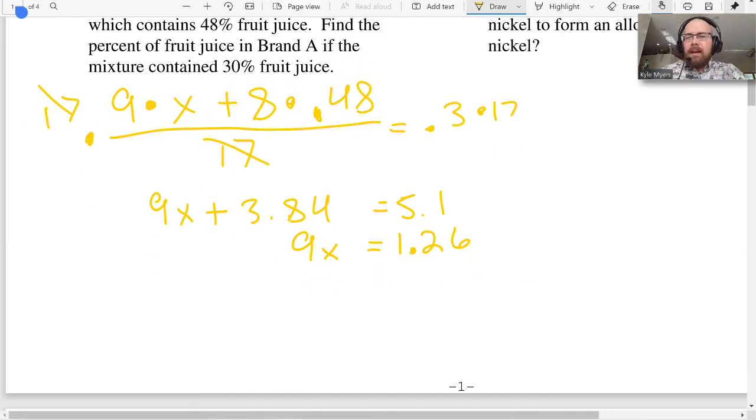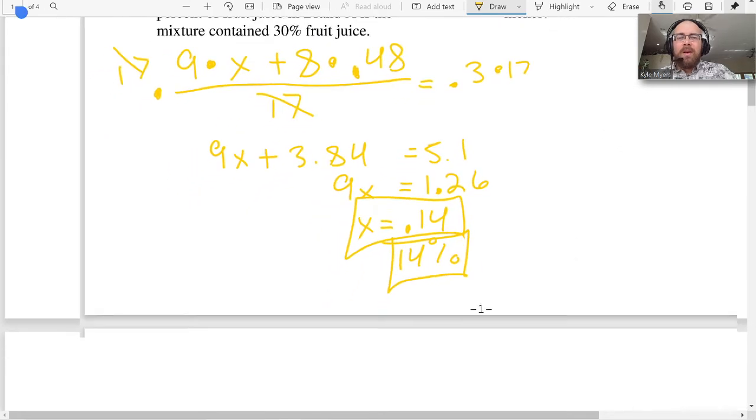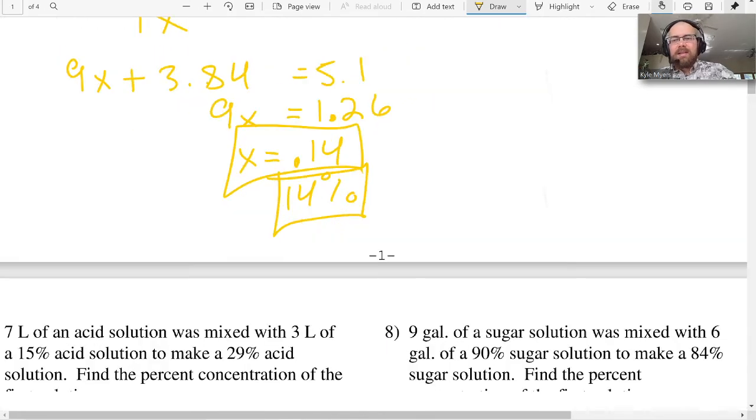Let's see. So 9x equals 1.26. I'm going to divide by 9, and I get 0.14. X equals 0.14, aka 14%. Don't forget to turn it back into a percent. So really, technically, either one is fine, but again, we're only doing the odds, and they want everything as a percent instead of a decimal.